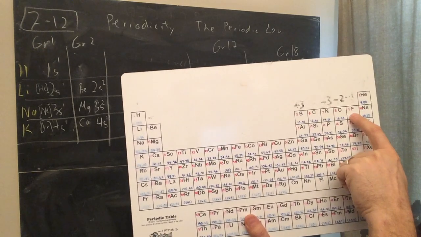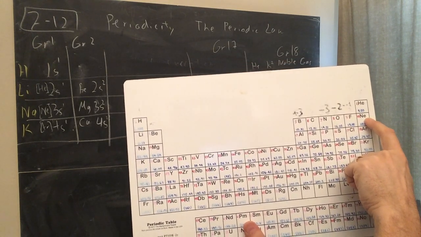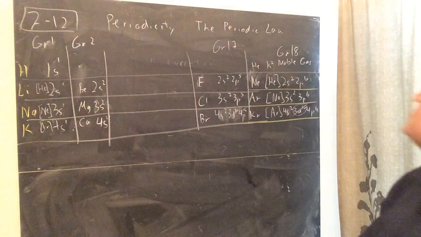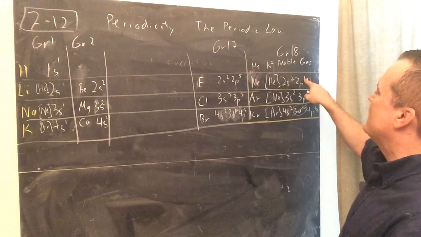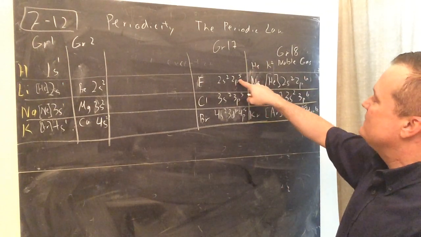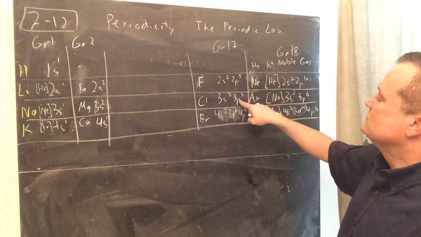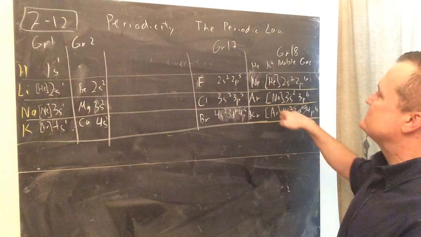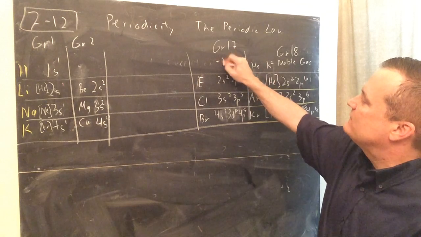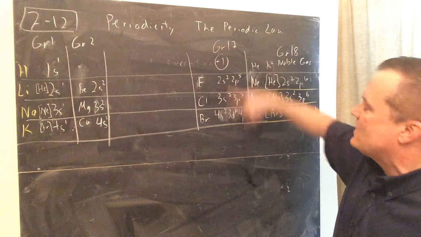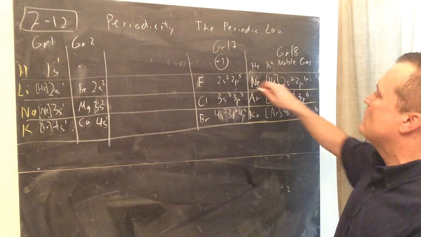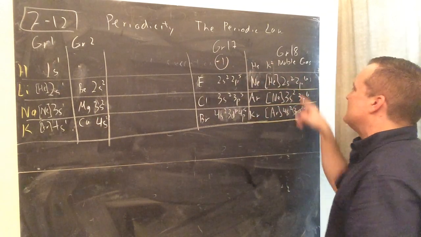Fluorine, on the other hand, needs to gain one, and it will become like neon. That's why it forms a -1 charge, because fluorine has to gain one electron. 2p5 becomes 2p6. Chlorine gains one, and bromine gains one. This is telling you why every element in this column forms a -1 charge, because they have to gain one more.